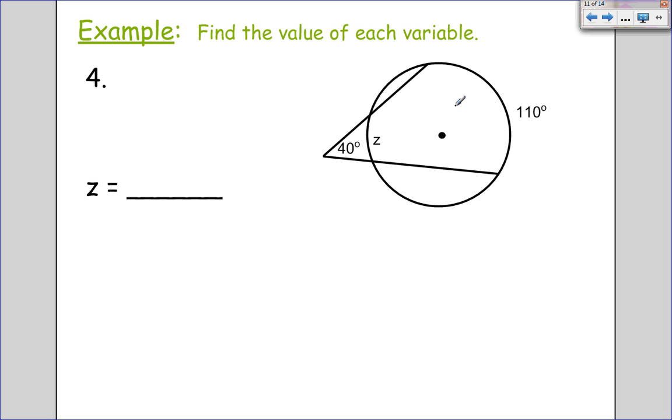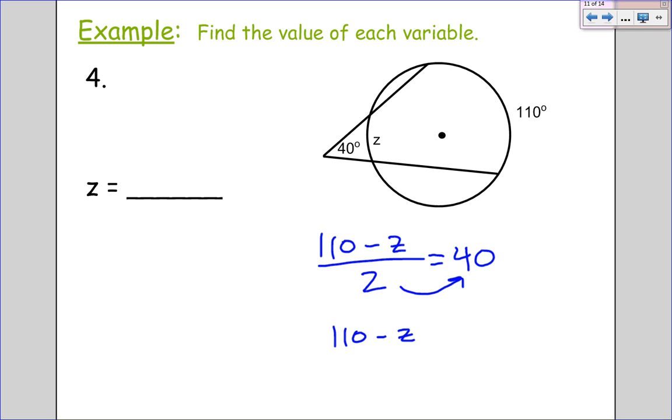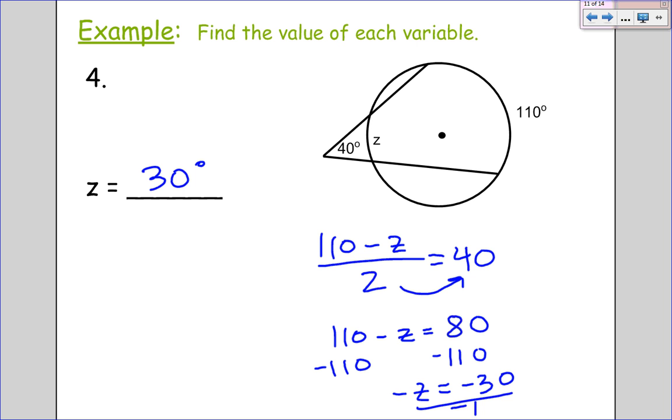So it's on the outside, so I'm going to subtract. So I take the big arc, 110, minus the little arc, z, divided by 2 equals the angle, which is 40. So move the 2 on over. 110 minus z equals 80. To move a 110, you subtract 110 from both sides, of course. So negative z equals negative 30. And you divide both sides by negative 1, so z equals 30 degrees. Hopefully you're able to get that working backwards.